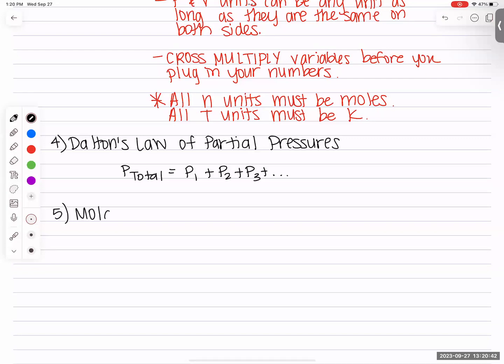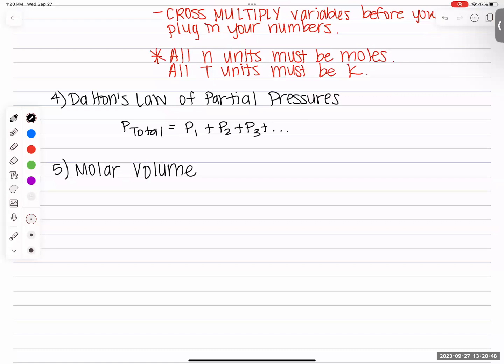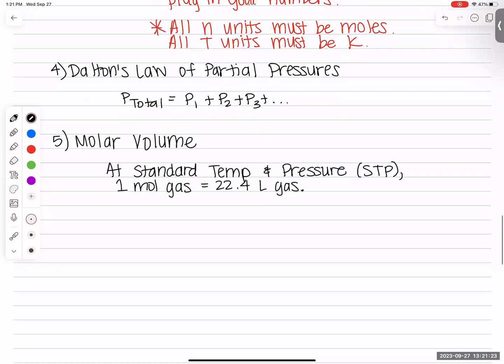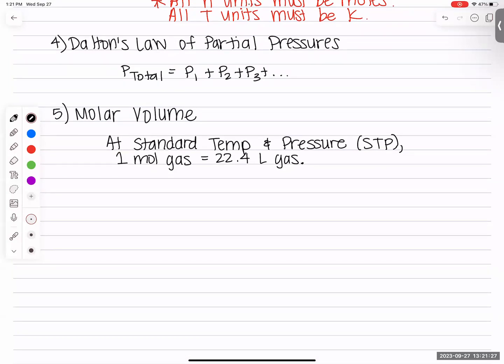And then lastly is the molar volume. So we have special conditions called standard temperature and pressure, STP. And I'll show you what that is in a second. 1 mole of gas is equal to 22.4 liters of gas. So this is a conversion factor we can use. Instead of doing the ideal gas law, we can just plug this in as a conversion factor. You can use the ideal gas law if you want to.